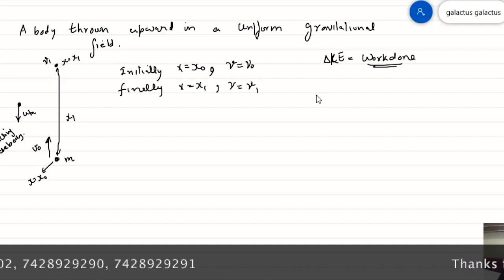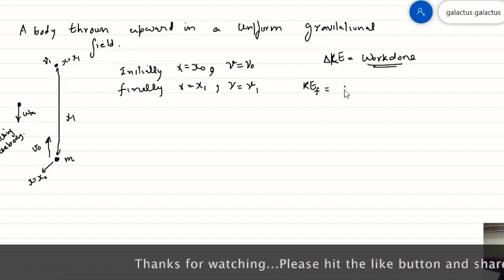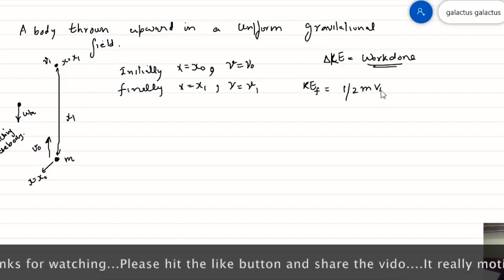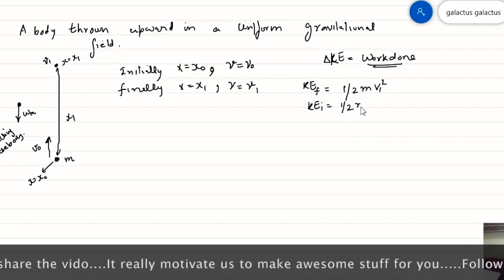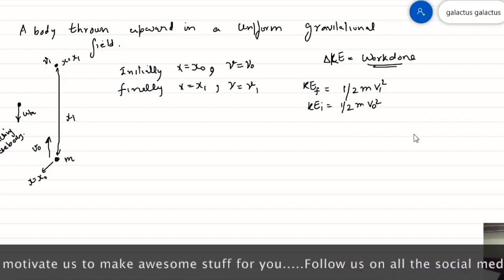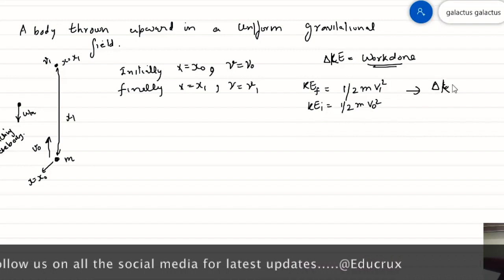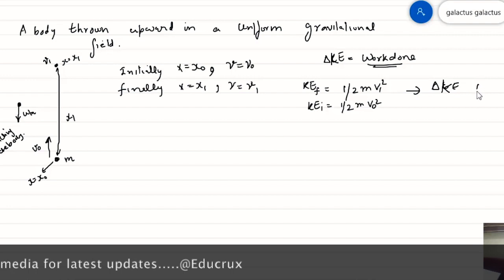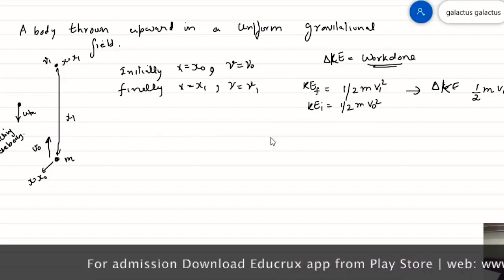So if I now apply the work energy theorem, my final kinetic energy is equal to half m v1 square, and similarly my initial kinetic energy is half m v naught square. So if I calculate the change in the kinetic energy, it will be half m v1 square minus half m v naught square. Now let us consider the right hand side.